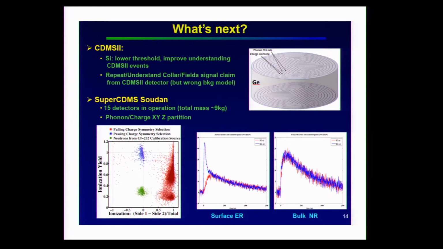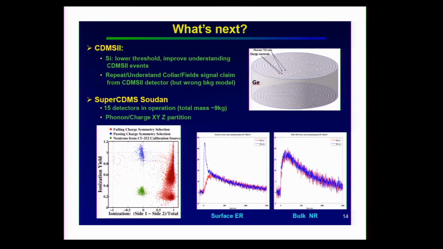But what's coming next is that we've been running the SuperCDMS detector since 2011. You can see a schematic here. The difference is that it's a little bit larger, first of all, 1 inch. But we also have the phonon and charge readout on both sides of the detector instead of just one side as in CDMS II. This allows us to discriminate surface events using the phonon and charge partition.